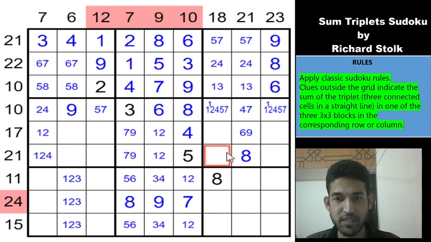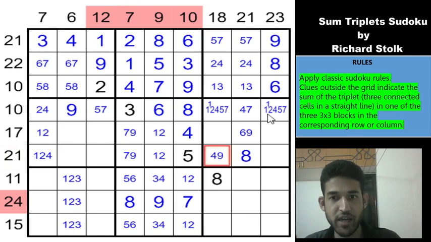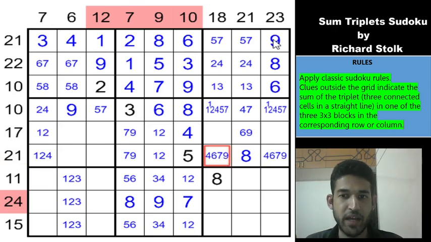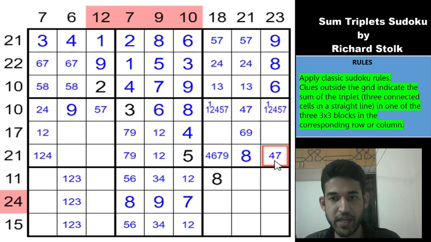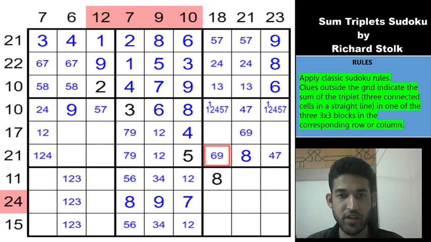And these two cells must add up to 13 to get to 21. So they must be 4 and 9, or 6 and 7. I have 6 9 here, so this is not 6 9, which means that if this is 4, this would be 9, and if this is 7, this would be 6 correspondingly. Okay.